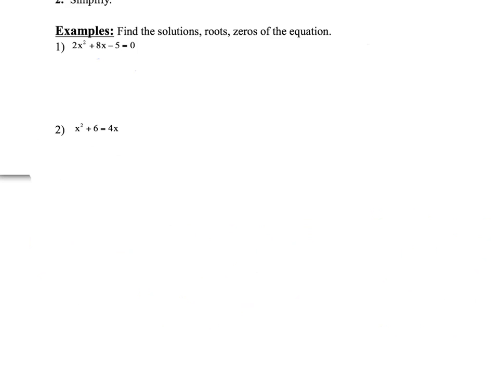So to solve this one using the quadratic formula, first thing I want to do is set it equal to 0, so I want to subtract my 4x on both sides. So I'd have x squared minus 4x plus 6 equals 0. So here my a is 1, my b is -4, and my c is 6.